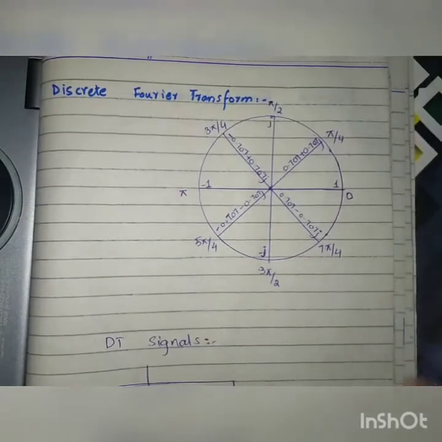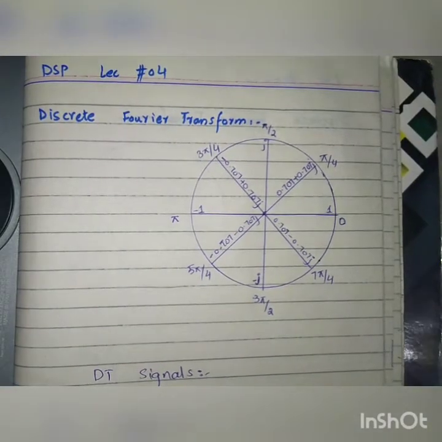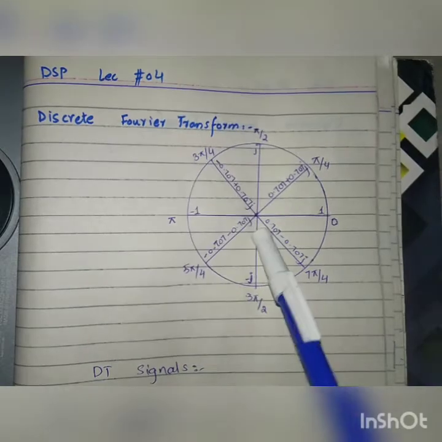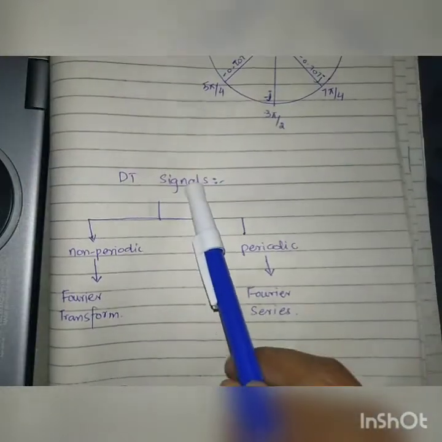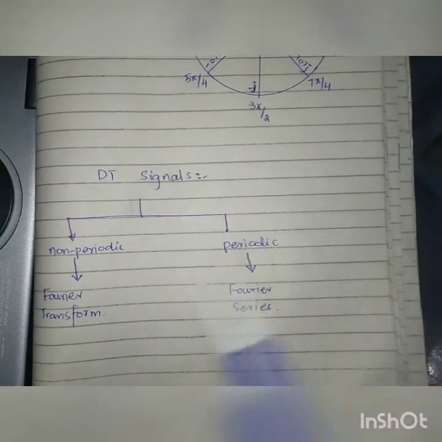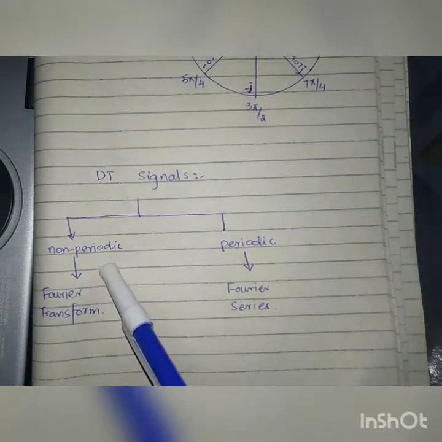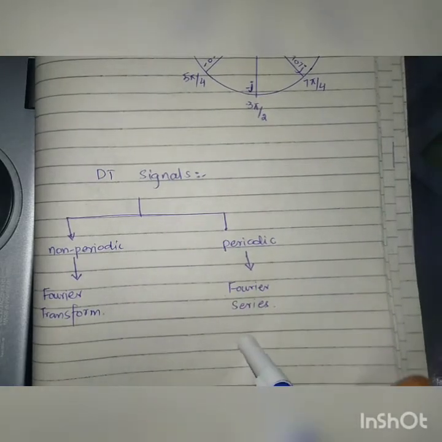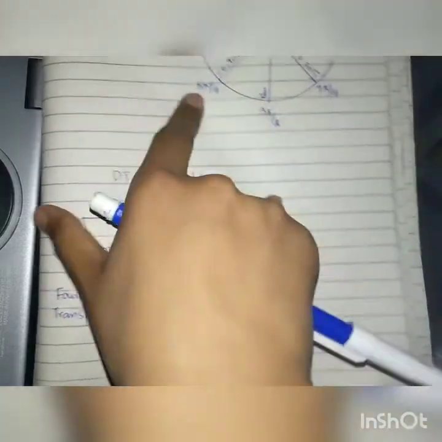So we are going to study about discrete Fourier transform today. I'll explain this circle later. First of all, we know that we have DT signals, discrete time signals, and it has two types, periodic and non-periodic. On periodic signals we apply Fourier series, and on non-periodic signals we apply Fourier transform.